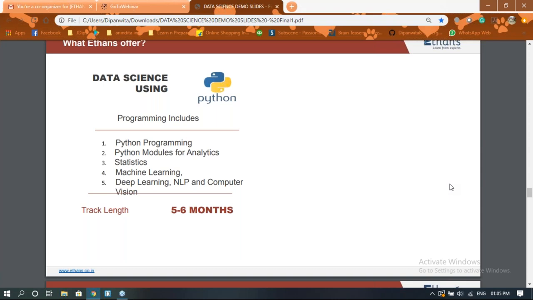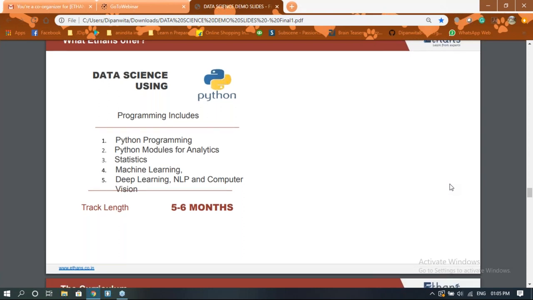Then you get training on basic statistics, and also some probability that you might need in order to understand data science. You do the statistics and probability part, and you understand machine learning, deep learning, NLP, and computer vision. The total thing takes around 5 to 6 months, but this is divided into 3 terms, as you see.